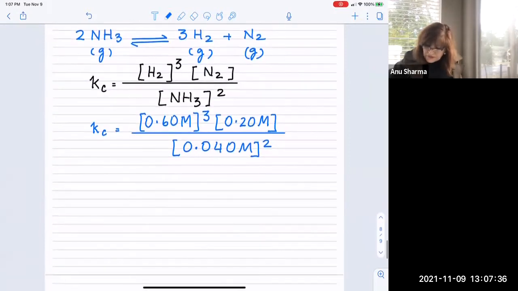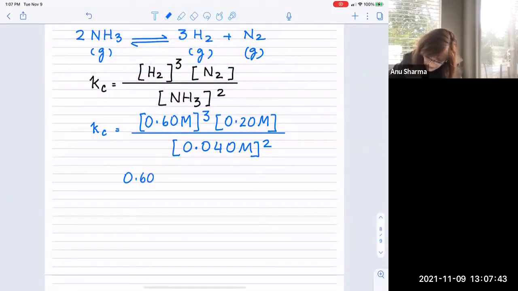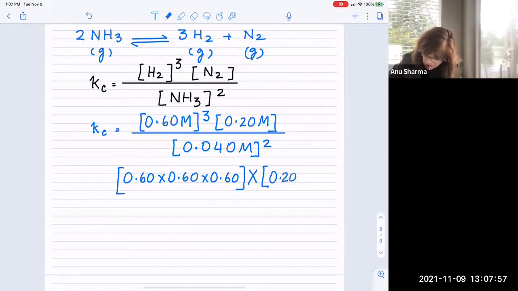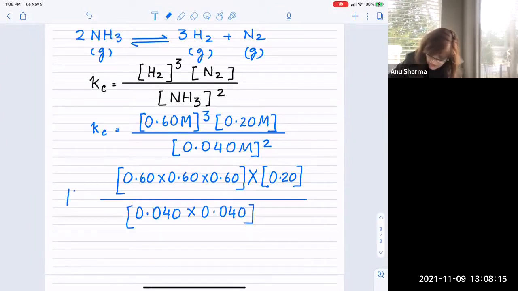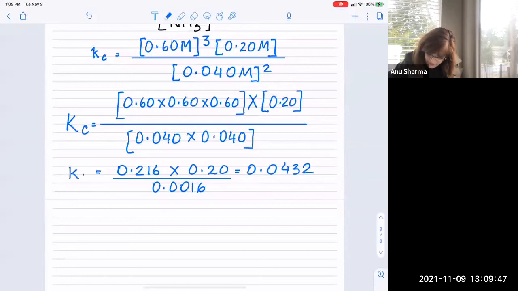Okay, so let's do this. Remember that raised to the power 3 means 0.60 times 0.60 times 0.60, multiplied by 0.20, over 0.040 times 0.040, because it's a square. Let's calculate this, and this is going to be the value of Kc. So the total value comes out to be 27.